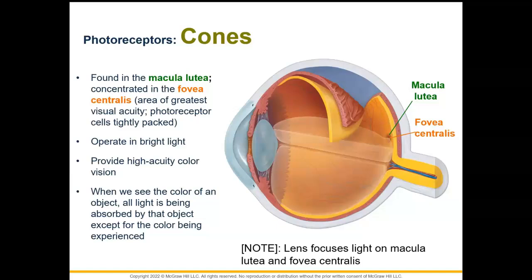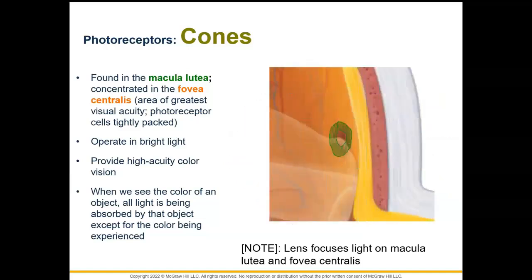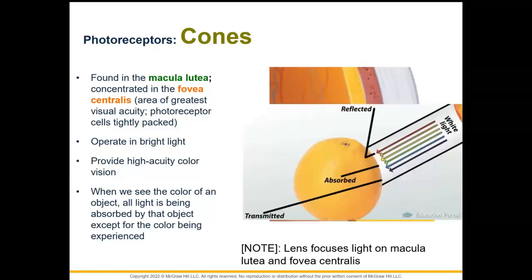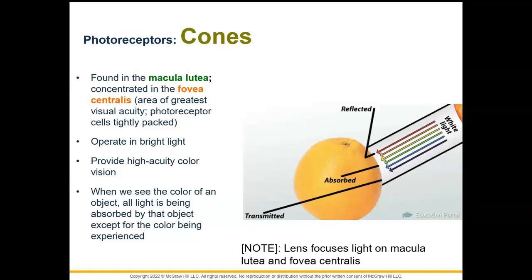So we'll have our photoreceptor cells tightly packed in that area. And here's another close-up. Macula lutea in the green and the fovea centralis in the center. So these cones are going to help us operate in bright light, and they provide high acuity color vision.